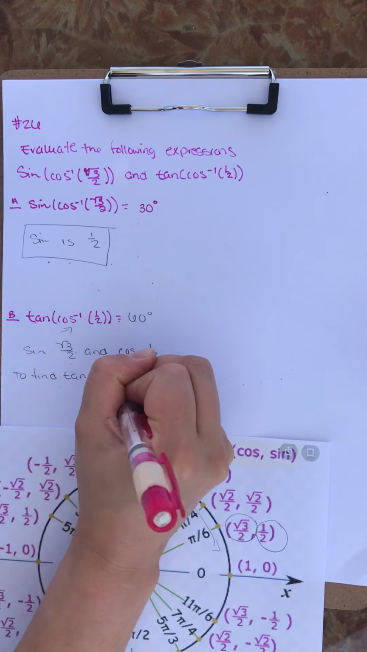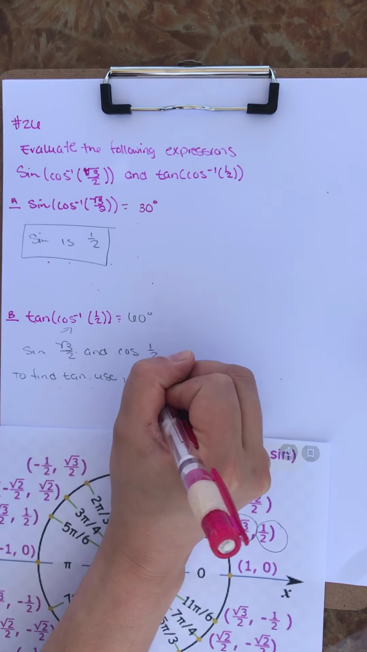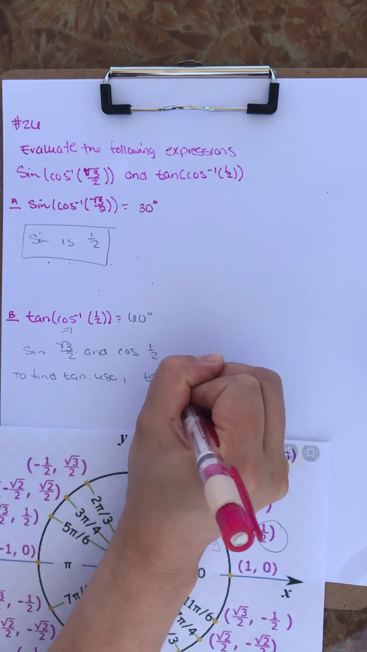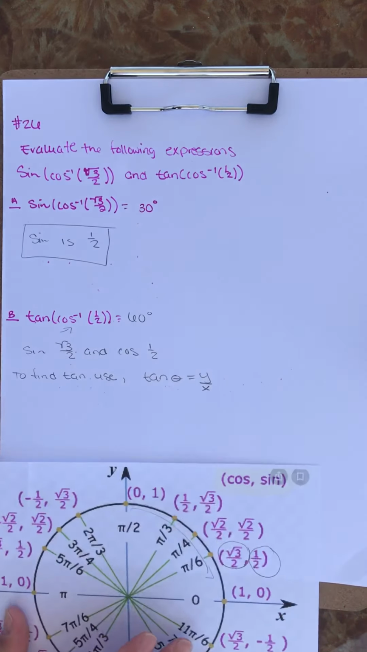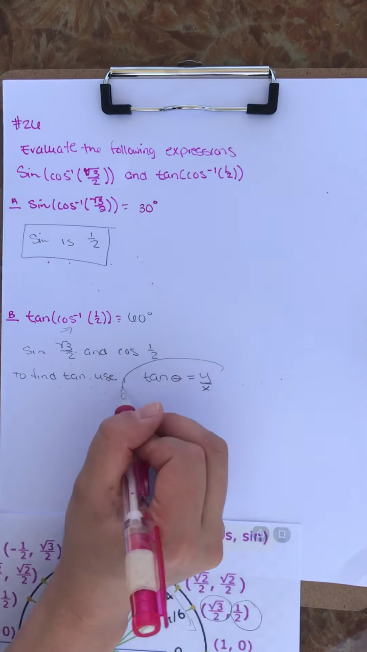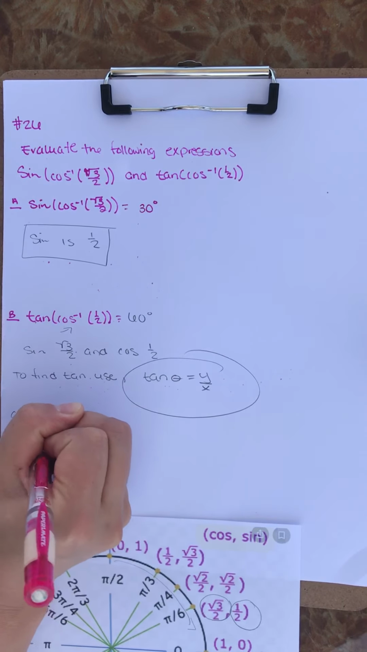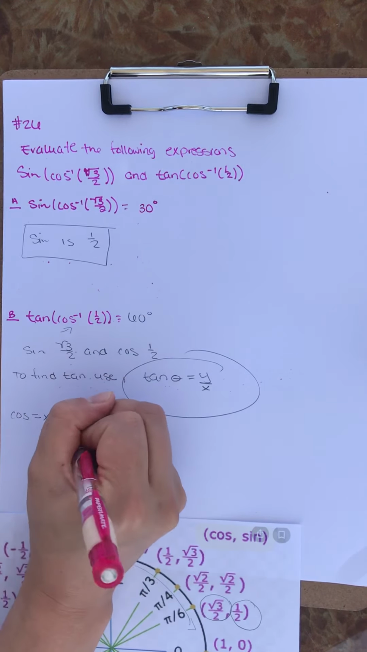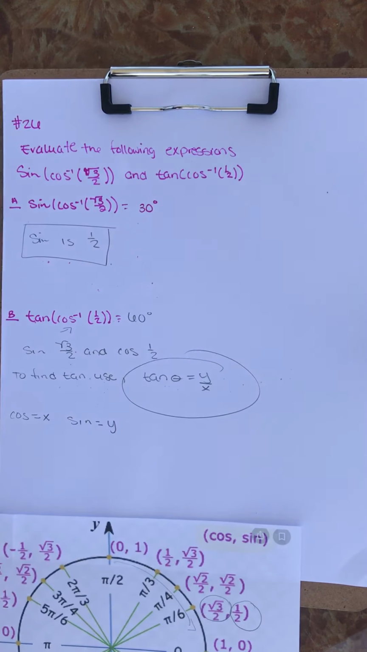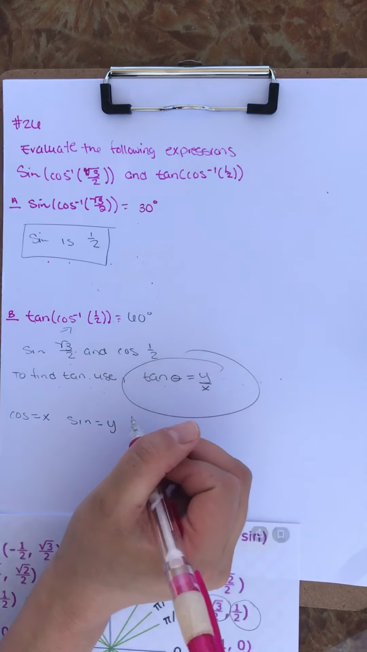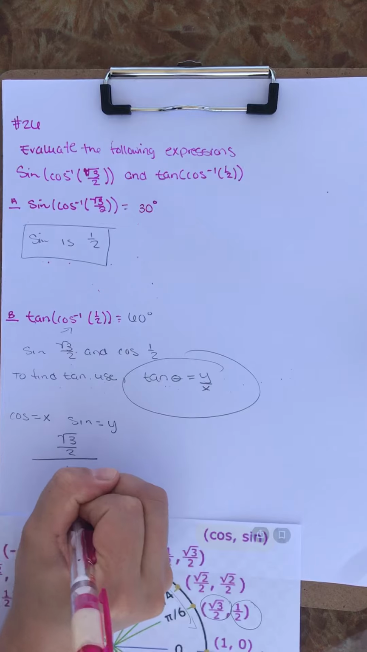we want to use identities, and the identity that applies to this question is tan theta equals y over x. So we're going to use this right here using these values here. We know that cosine is equal to x, and we also know that sine is equal to y. So we're just going to plug in values here, and we're going to end up with the square root of 3 over 2 over 1/2.